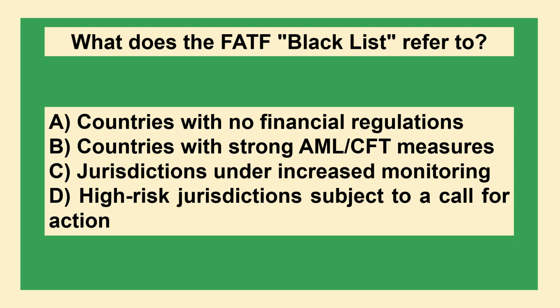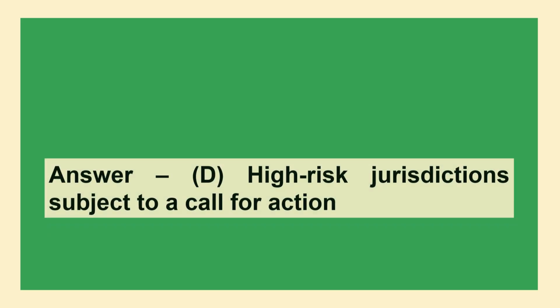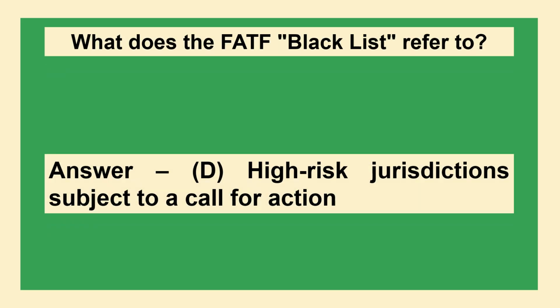What does the FATF blacklist refer to? Option A, countries with no financial regulations. Option B, countries with strong AML or CFT measures. Option C, jurisdictions under increased monitoring. Option D, high risk jurisdictions subject to a call for action. The answer is option D, high risk jurisdictions subject to a call for action.